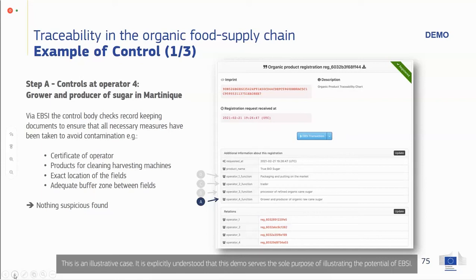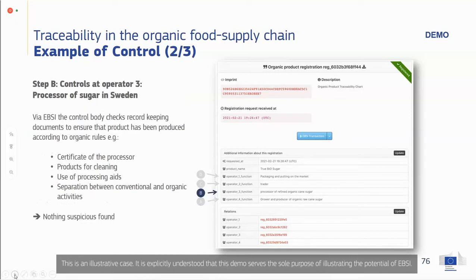And therefore he checks, here we have an example on your screen of which documents they check. The control body checks for products for cleaning, harvesting machines, for example, the exact location of the fields to make sure that between the field of the organic sugar grower and the neighboring fields which are growing conventional products, there is an adequate buffer zone, so it doesn't allow cross-contamination. And therefore the control body is going through these documents and everything is fine, there is nothing suspicious. Next slide, please.